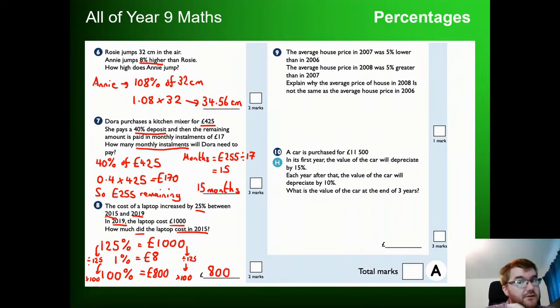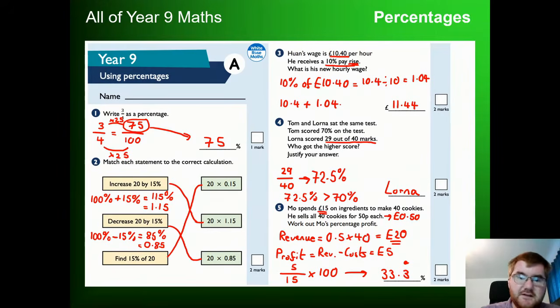Now question 9 builds on this. So the average house price in 2007 was 5% lower than in 2006, and then the average house price in 2008 was 5% greater than in 2007. So it's gone down by 5% and then it's increased by 5%. We need to explain why the average house price in 2008 is not the same as the average house price in 2006. So say we had a house costing 100,000. Seems reasonable. If it's 5% lower, then we need to multiply by 0.95. Similar to how we did question 2 over here.